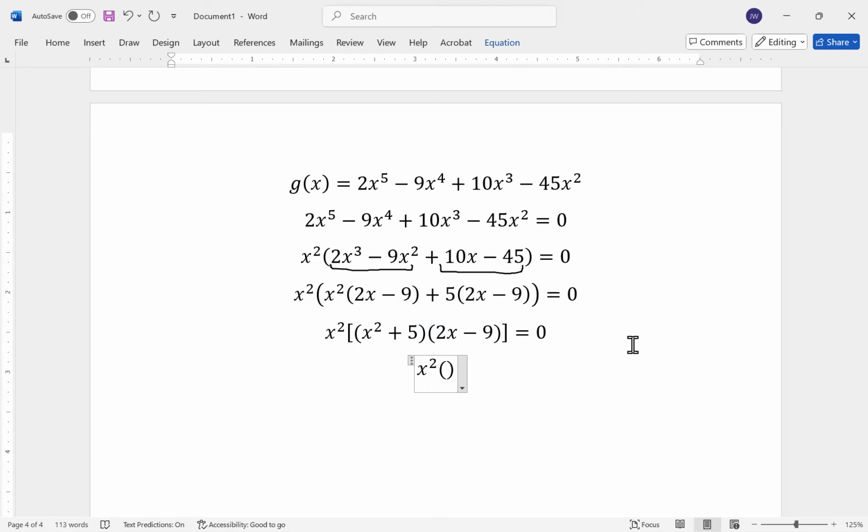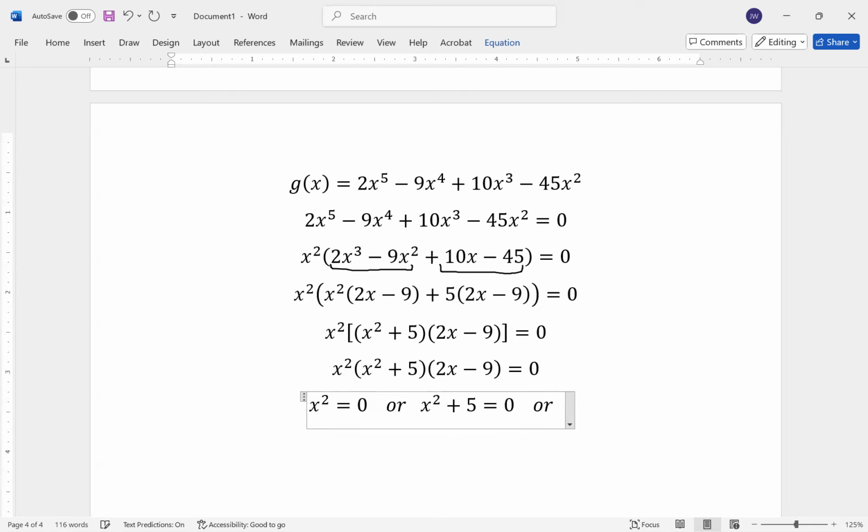Now the extra square brackets don't do me much good. We have x squared times x squared plus 5 times 2x minus 9, all set equal to 0. And I can set each one of those pieces equal to 0. So x squared, I'd set equal to 0. X squared plus 5, I'd set equal to 0. And then 2x minus 9, I'd set equal to 0.